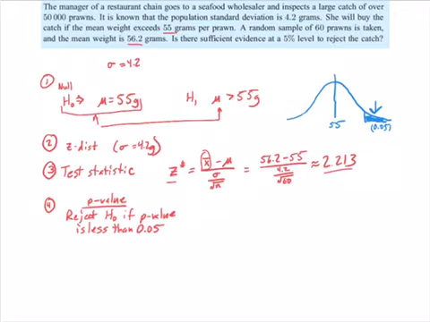Okay, the other way to look at it is to look at the Z-score, or the Z-statistic, okay? Now, the Z-score says that I can reject the null hypothesis if the Z-statistic lies in the critical region.